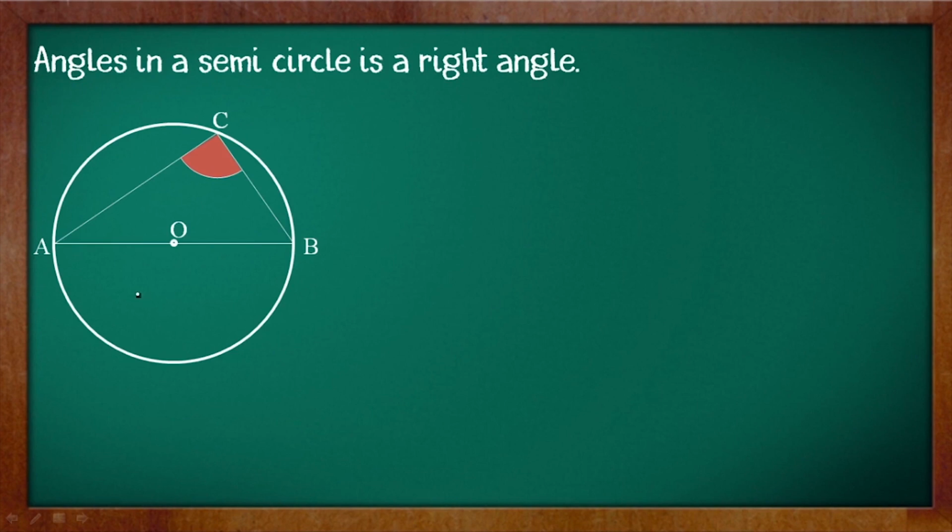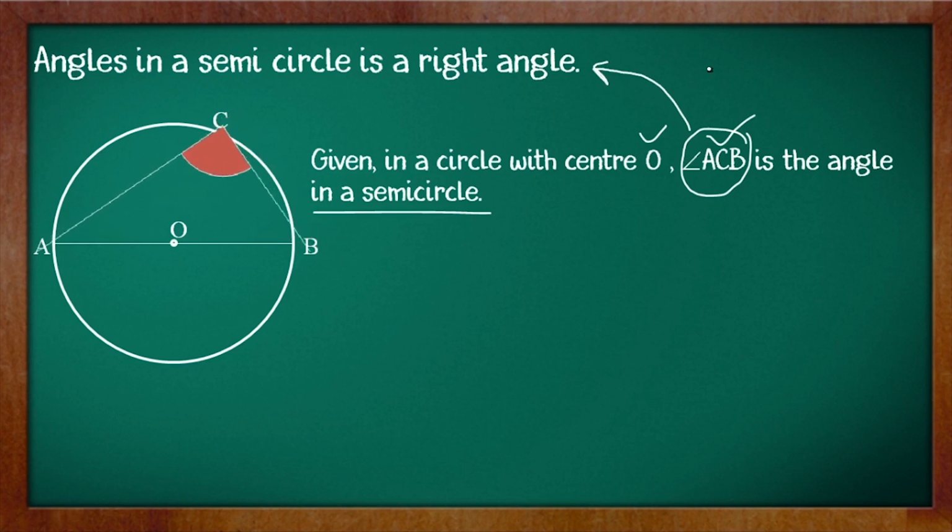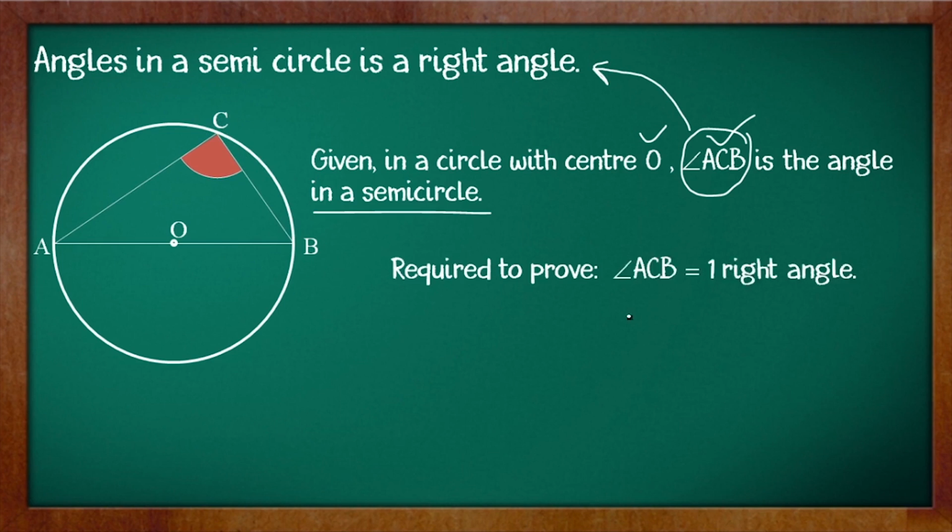Now here AB is a diameter, O is the center, and ACB is the angle in the semicircle. So these are the things that we need to write in the given. Given: in a circle with center O, angle ACB is the angle in the semicircle. And what are we supposed to prove? Required to prove that angle ACB is equal to a right angle, that is 90°.